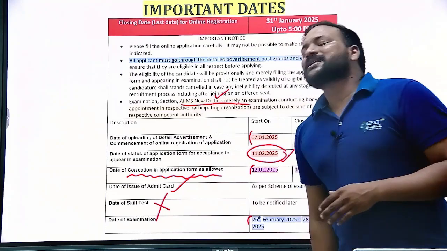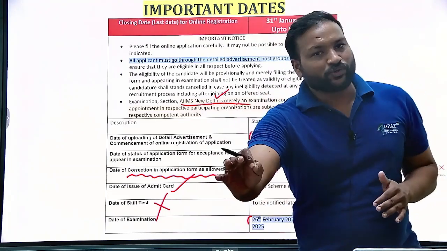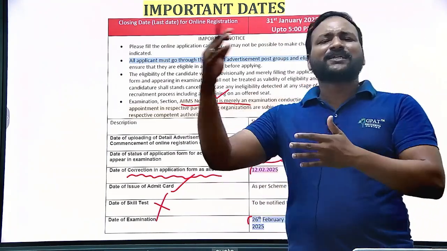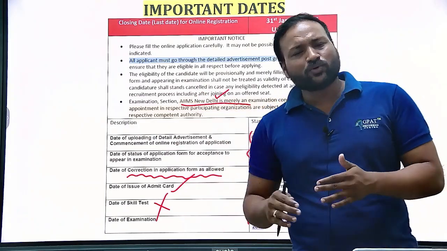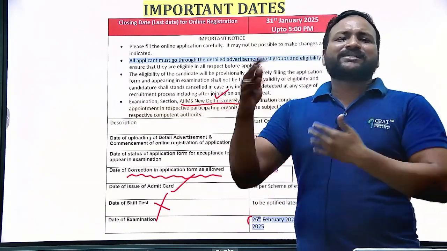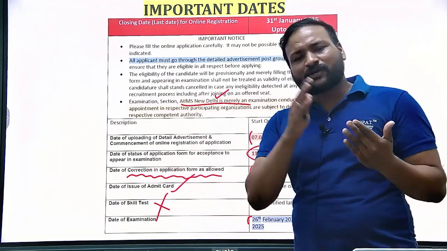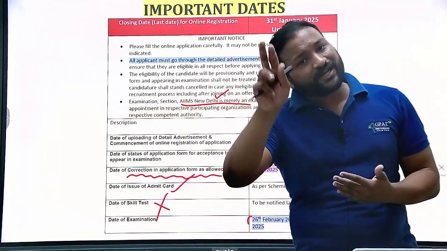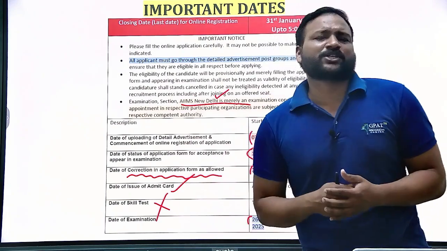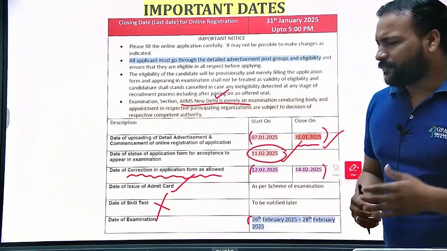The skill test is not at all required for the pharmacist notification. The skill test is for other jobs, like stenographer, where the skill test includes a typing test, etc. Just like how such tests are required for other group B and C posts, but they are not required for this pharmacist job notification. Clear? For the pharmacist job.